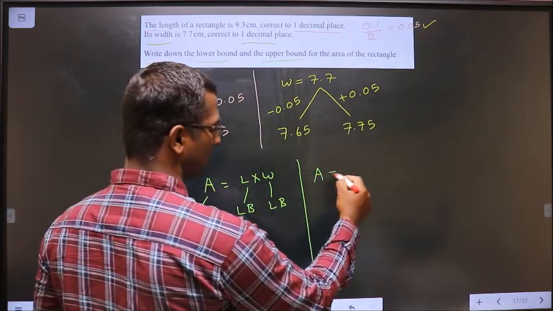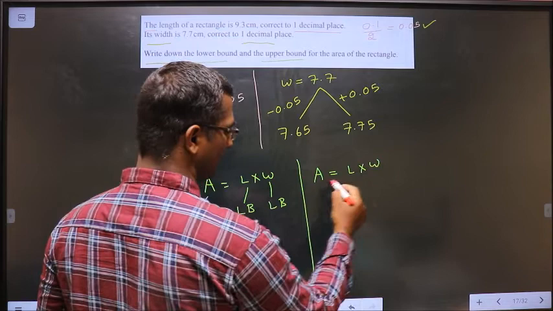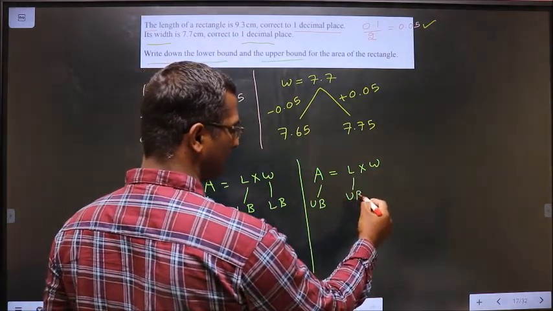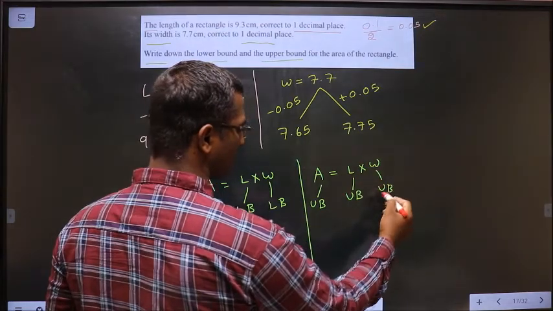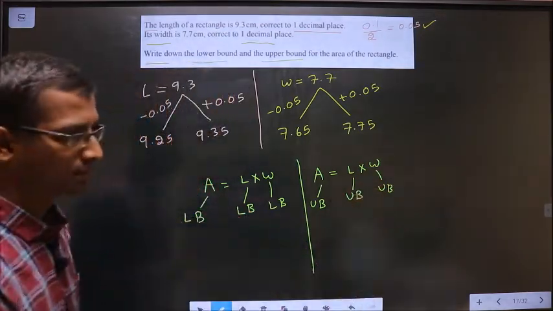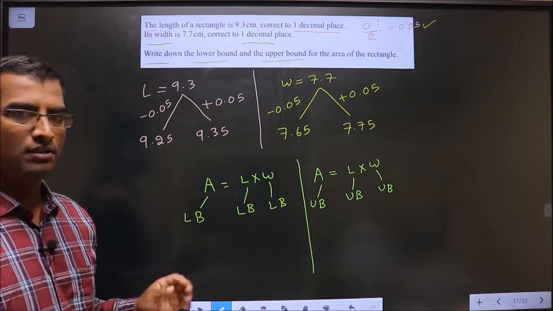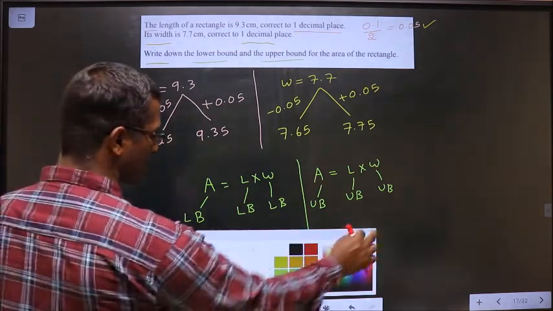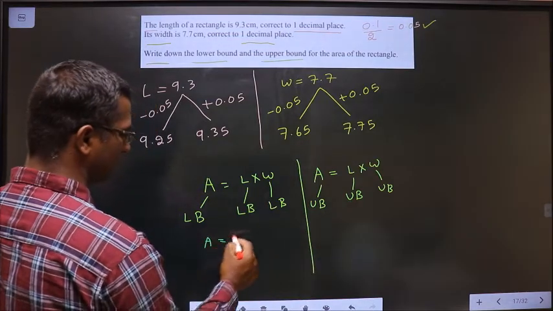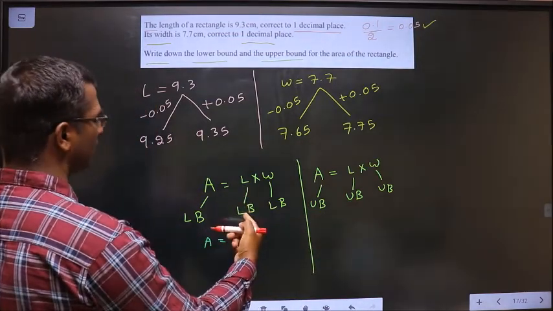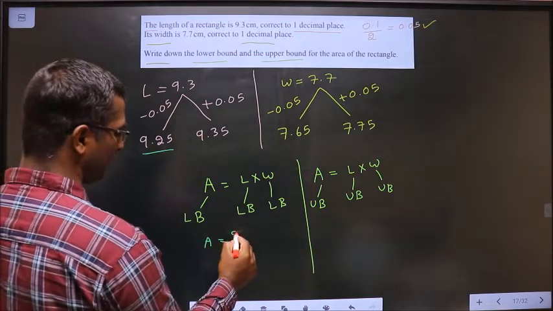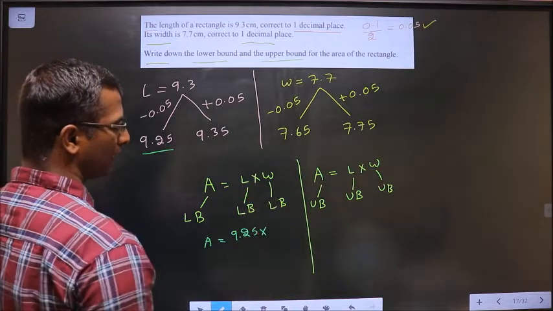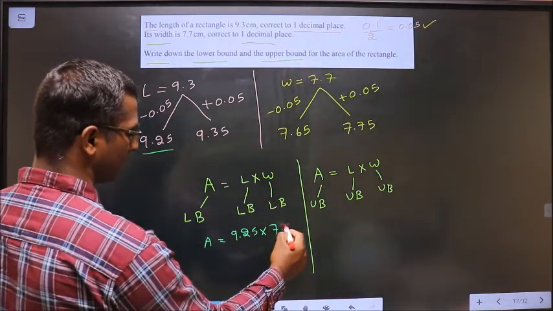So area is nothing but L into W. To get the upper bound of it, in multiplication both have to be upper. Then only the result will also be upper. Clear? So now replace the values. So A equal to L lower bound, which is 9.25, into W lower bound, which is 7.65.